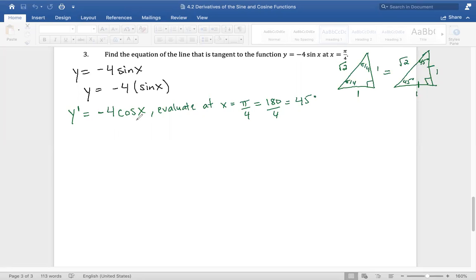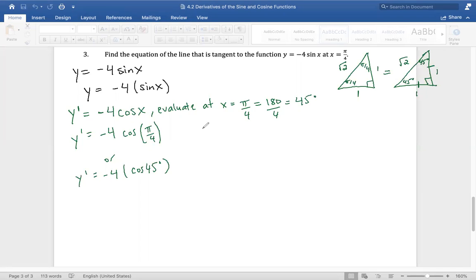So I'm looking at the cos. That would be the same thing as writing out here the derivative of -4 multiplied by cos at pi over 4, or the derivative of -4 times the cos of 45 degrees. So what is the cos of 45 degrees?